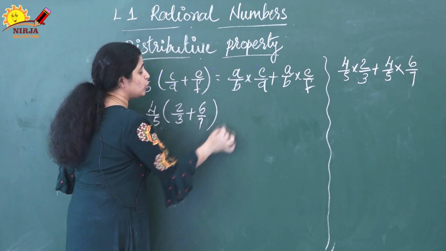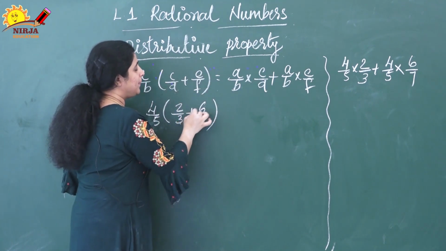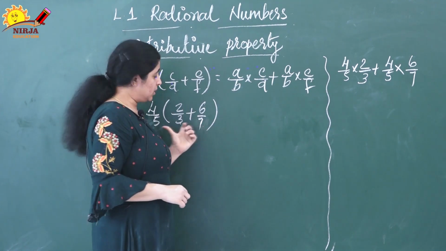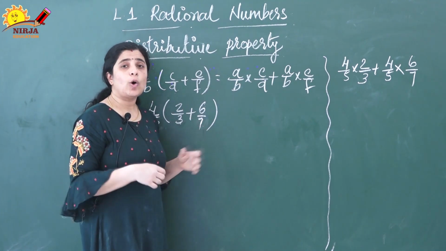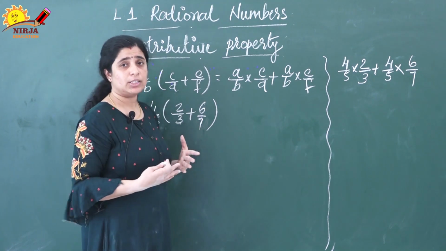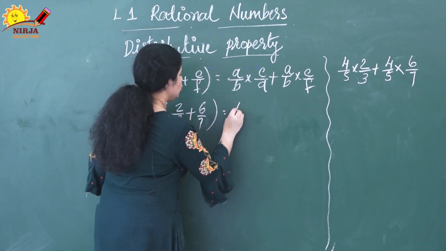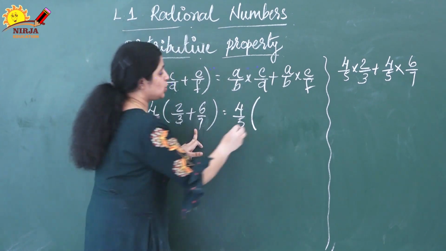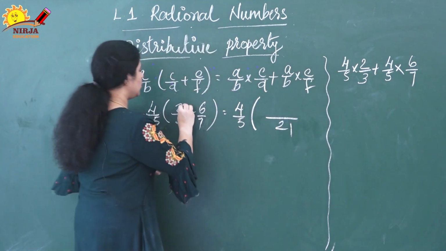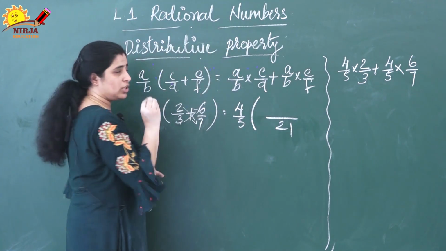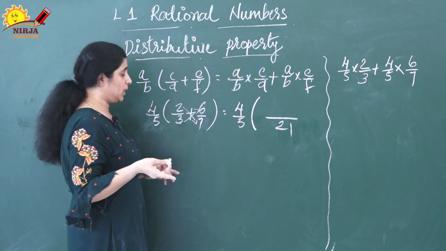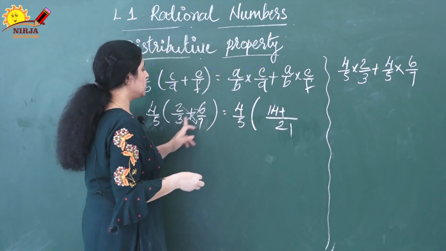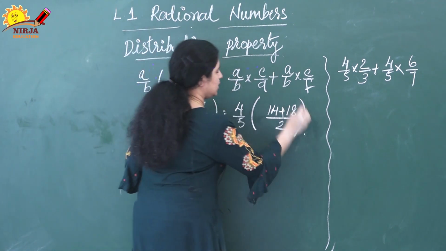So first we have to solve this one, 2 by 3 plus 6 by 7. You can see the denominators of these numbers are 3 and 7. They are co-prime numbers, so you can directly multiply the denominators. So I am going to do that, 4 by 5. Here the LCM will be 21. Now you can do the cross multiplication. This I already discussed in the previous video. So 2 7s are 14 plus 3 6s are 18.